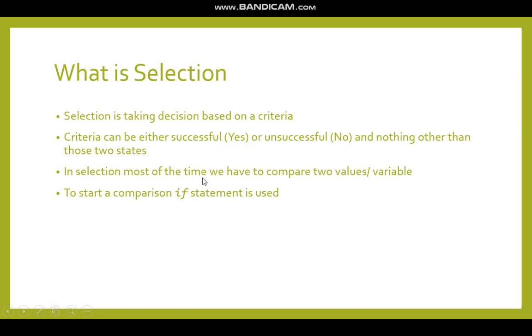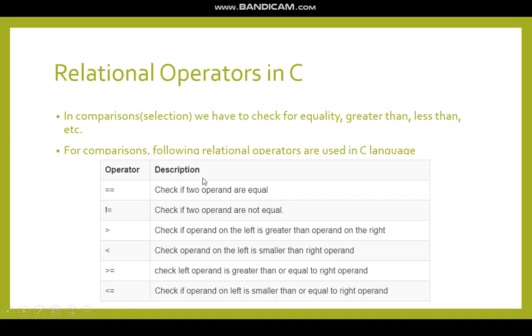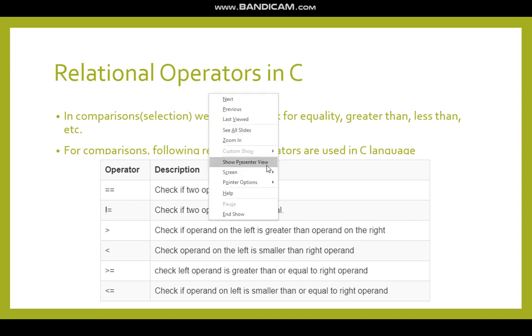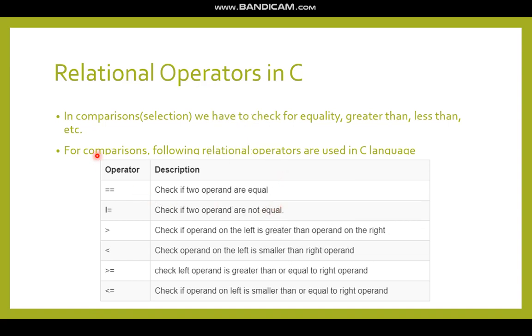So let's see which comparisons are allowed in the C programming language. Right, I'll take a pointer. Basically, with the if statement you can use relational operators. Those are the valid relational operations in the C programming language.